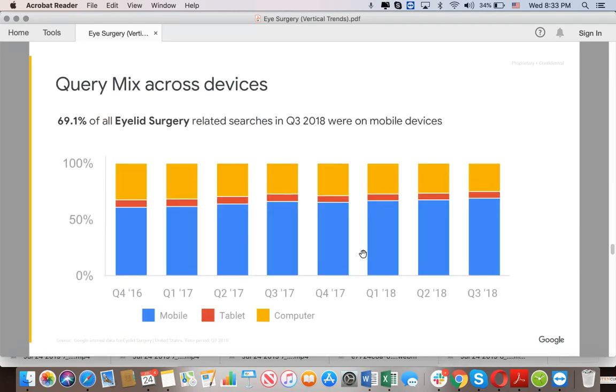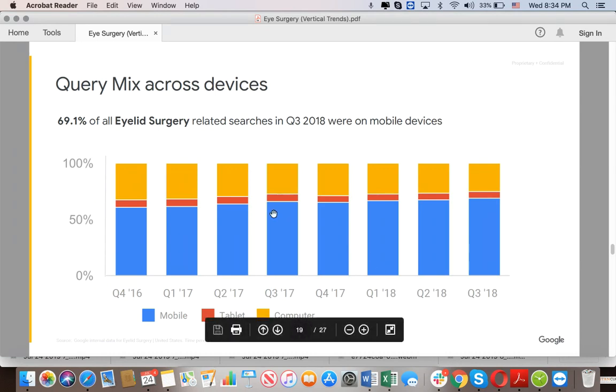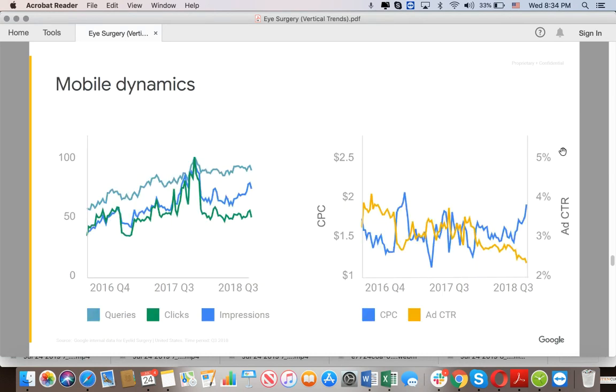And here are the actual graphs showing the related searches for each device. There's a small portion of tablets, in red, and a huge portion of mobile devices, and we see the data from 2016 to the last quarter of 2018, and it's slightly growing. So today is 2019, and it's probably more than 69%, probably around 75%, because we're working with eye surgery, as I said, and we see this difference all the time.